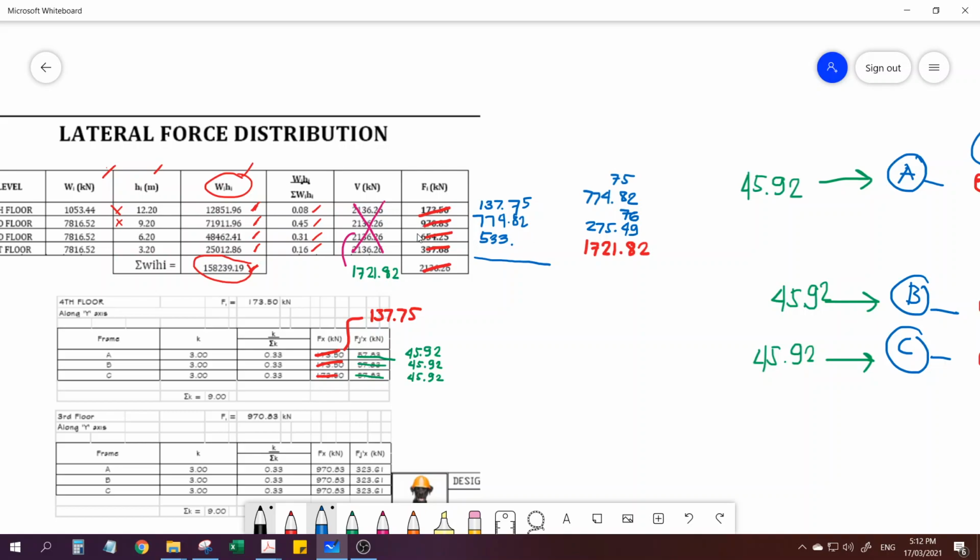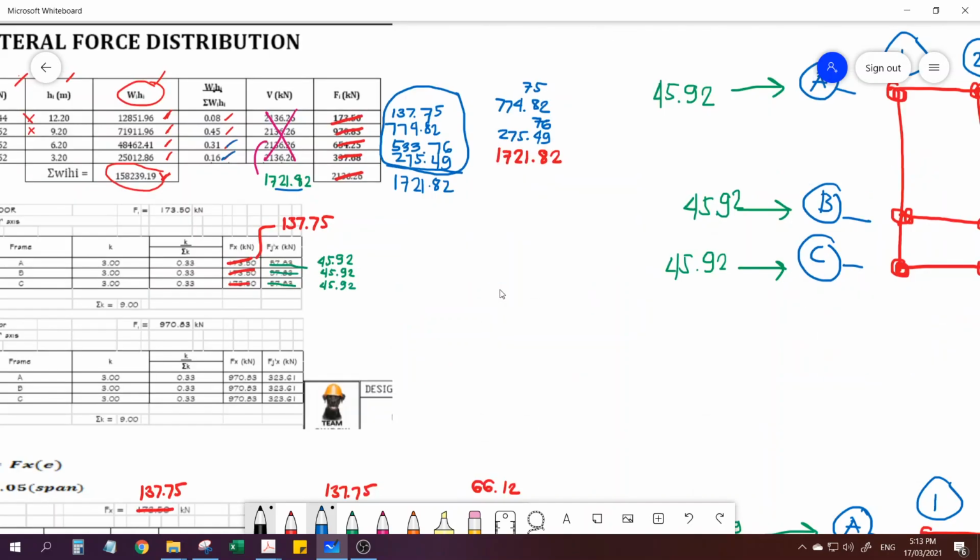Then sa third floor, 0.31 times 1721.82, 533.76. And lastly, 0.16 times 1721.82 is 275.49. So, pag sinama mo to, of course, ang lalabas yung base shear. So, ito lang yung distribution per floor.